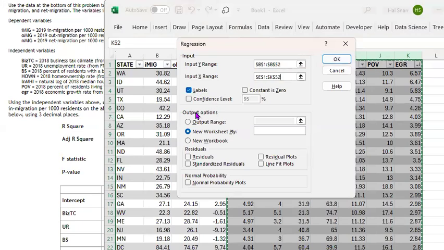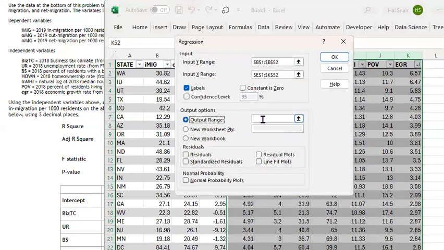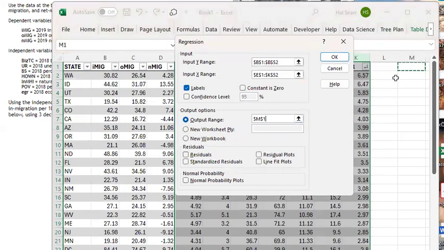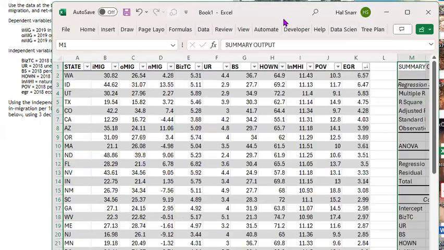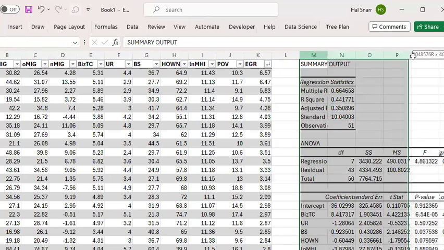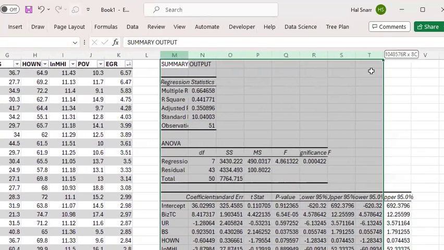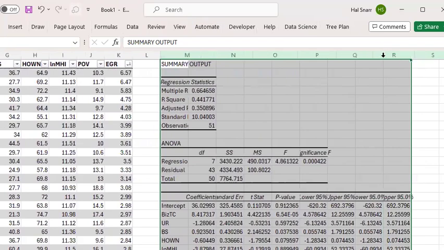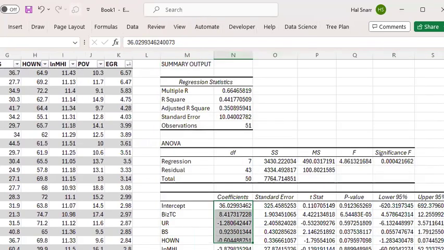So we've got labels. We're going to click on output range. We're going to put the output right here in M1. Okay, we're going to put the first regression here. And then everything looks good. We're going to click OK. And then I'm going to widen this up over here. I'm going to auto fit the columns. I'm going to grab all these decimal values.